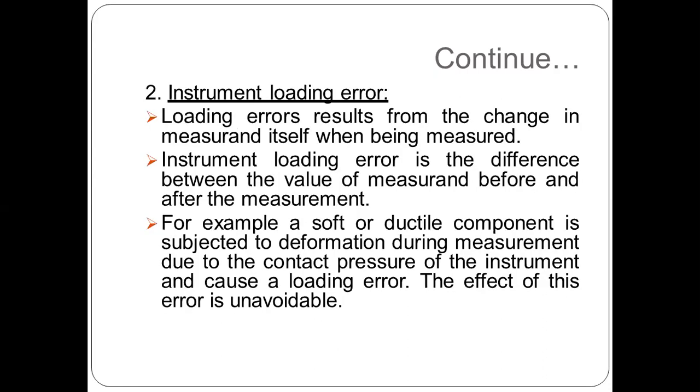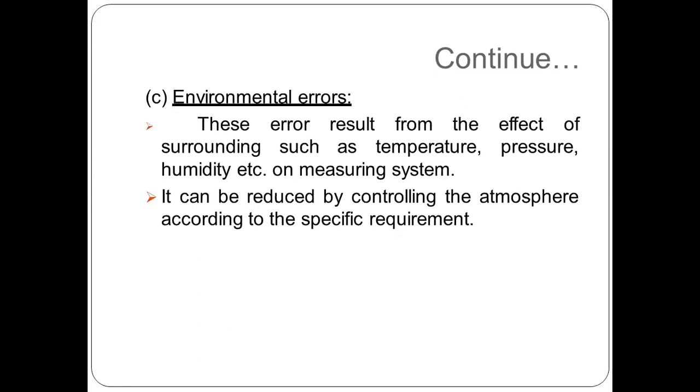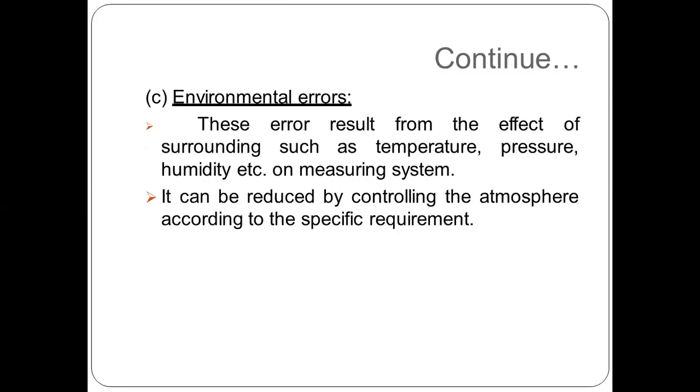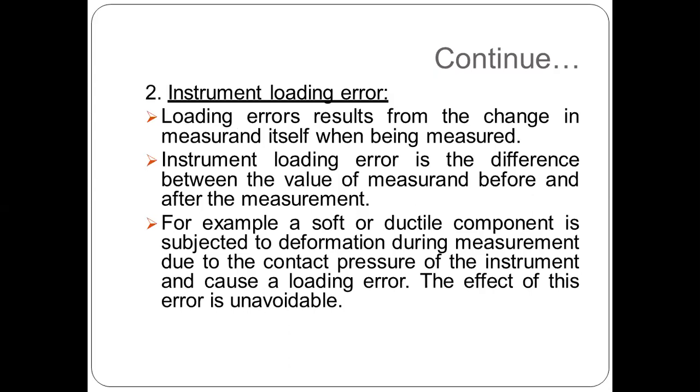The second is your instrument loading error. So first that was the static error, and in static error we saw reading errors, parallax errors, characteristics error, environmental error. Okay. Now the second is your instrument loading error. Loading error results from the change in the measurand itself when being measured. So suppose we are going to measure something, the measurable thing changes during the time of measurement. Suppose it expands, suppose it contracts. So that expansion and contraction results in your loading error.